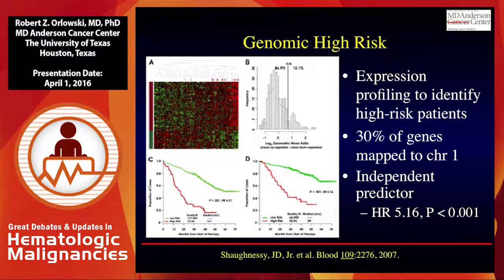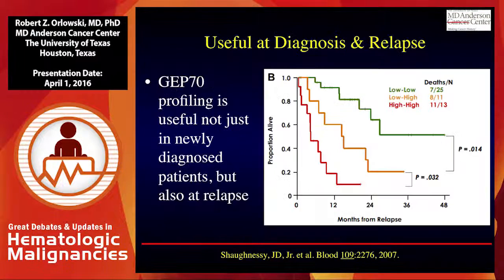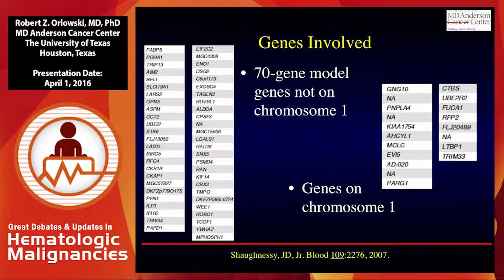And you can see from the curves at the bottom of the panel that in fact the outcomes for the standard risk people, which were in green, were quite better than the outcomes for the high risk people in red. And this also was a profile that was useful at the time of relapse, not just in newly diagnosed patients. If you were high risk at the beginning, you stayed high risk. If you were standard risk, sometimes you converted to high risk. And if you did that, then unfortunately your outcome was worsened.